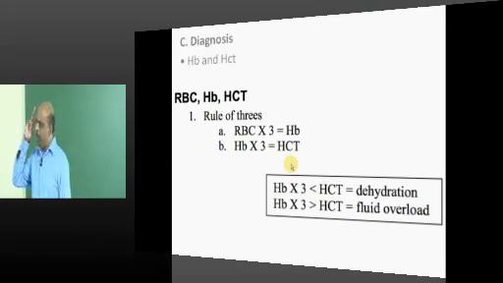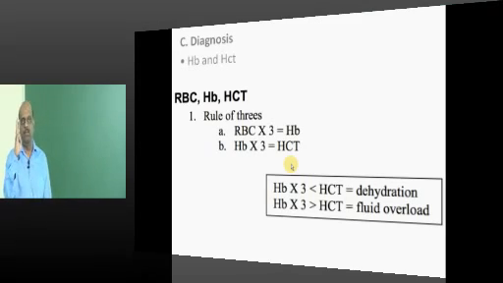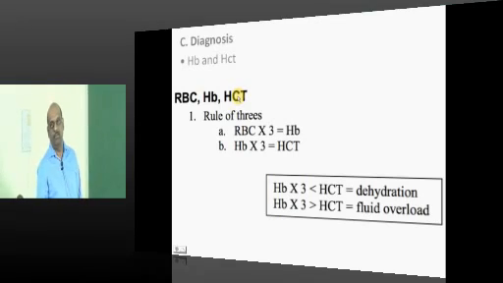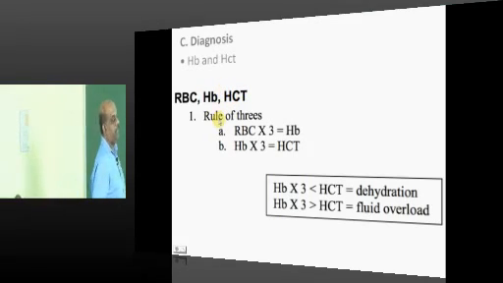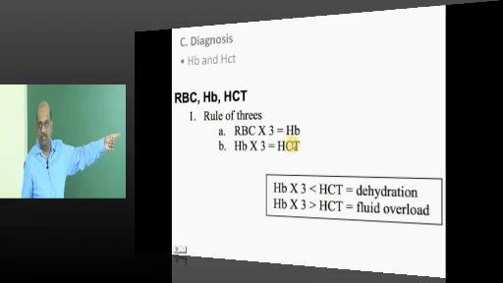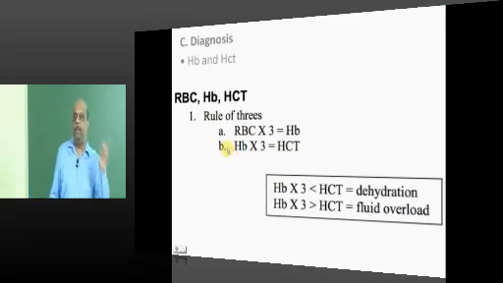There are two important parameters, three, in the evaluation of anemia. It's called the rule of 3. One is the RBC count, hemoglobin level, and hematocrit. What is the rule of 3? If you multiply the RBC count by 3, you must get the hemoglobin value. When the hemoglobin value is multiplied by 3, you should get the hematocrit value.